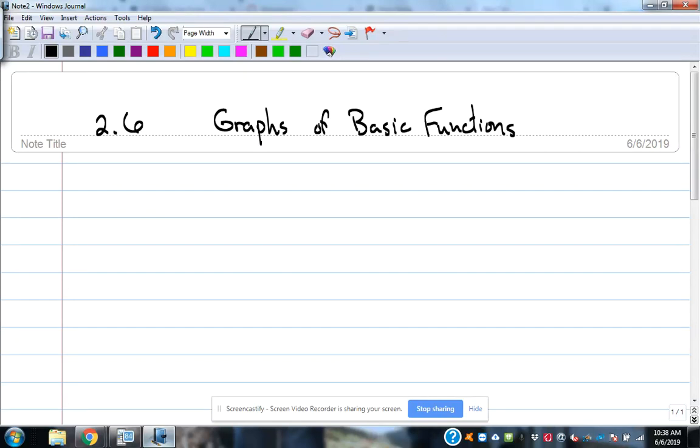So the next section that we're going to talk about is kind of a general informational section about various different functions and what their graphs look like and what their domains and ranges are normally, to get you familiar with some of the basic shapes of the graphs and the functions that we might deal with. One thing that we will talk about in this section is a thing called continuity.